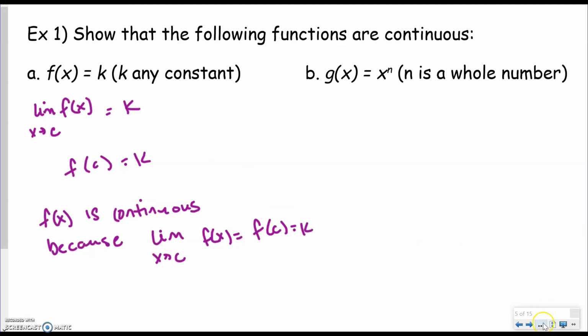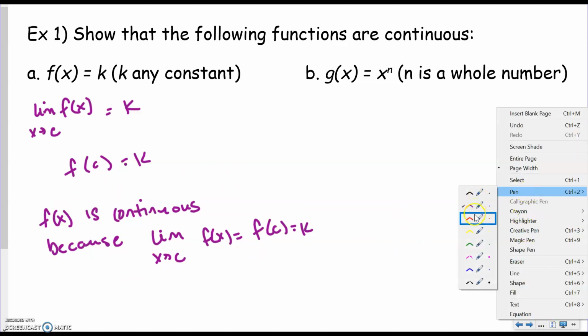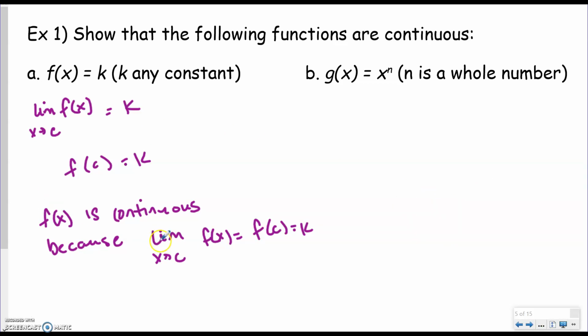In geometry, you learned how to be specific about your steps. That applies here because in AP Calc, if you don't qualify something as continuous, then you can't use some of your theorems. For the next one, we need to show that the limit as x approaches c of g of x equals that number to a power. We need to show that g of c is also going to equal that number to a power.